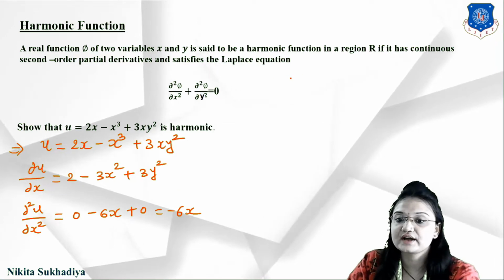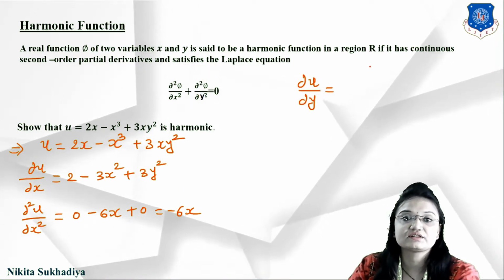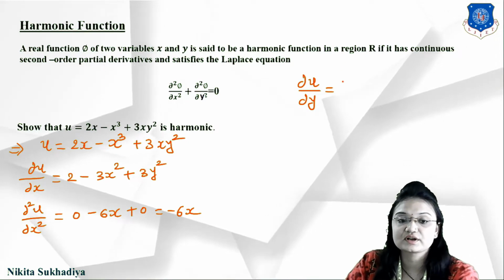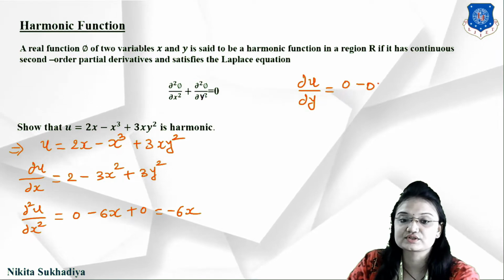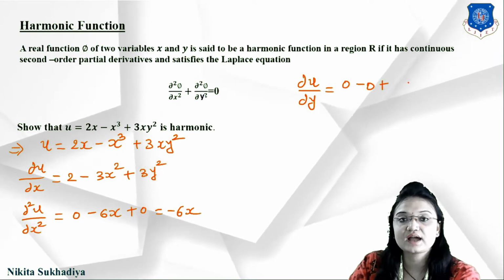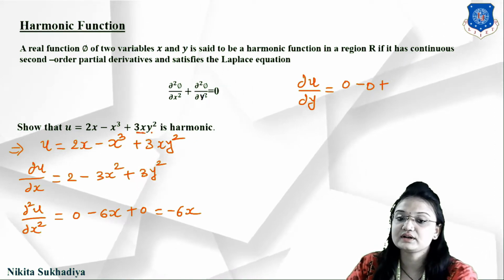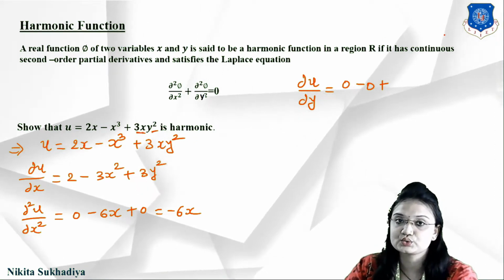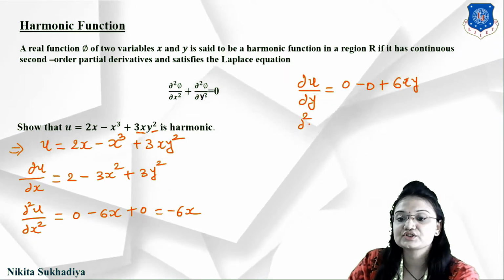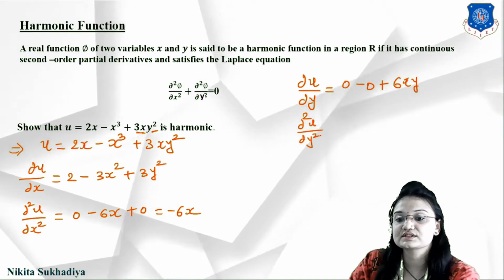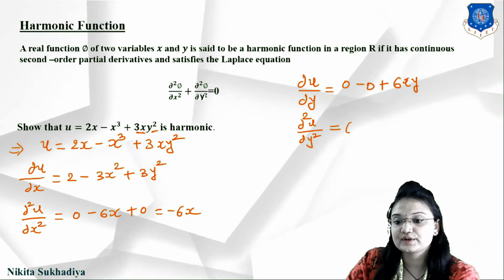Okay, now let's find del u by del y. Take the partial derivative with respect to y, so this will become 0 minus the partial derivative of x cube, this is also 0, plus 3x common and the derivative of y square, that is 2y, so this will become 6xy. Again take the partial derivative with respect to y, so this is del square u by del y square, which will become 6x.